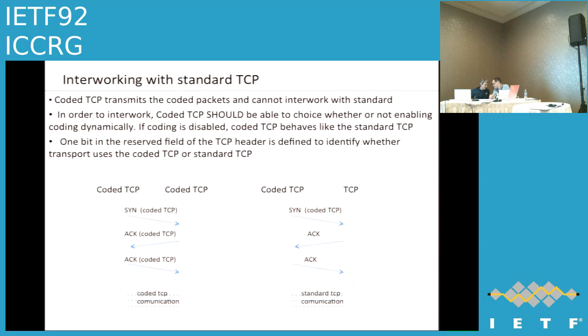This slide discusses the interworking with the standard TCP. The coded TCP transmits the coded packets and cannot interwork with standard TCP. So in order to invoke coded TCP, it should be able to choose whether or not to enable coding dynamically. If coding is disabled, coded TCP behaves as the standard TCP. This shows we can define 1 bit in the reserved field of the TCP header to identify whether the transport uses the coded TCP or standard TCP. The below shows 2 examples, and the example on the left side is the case where both sender and receiver use coded TCP. So after negotiation, they communicate by coded TCP, and on the other.